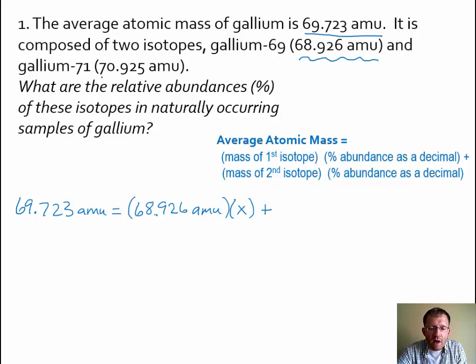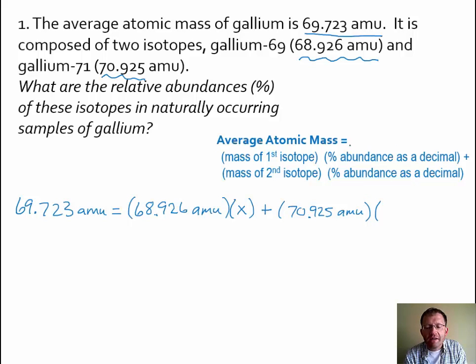Well, that's up here as well in the next parentheses, 70.925 AMUs. Times its percent as a decimal. Now, we don't know this one either, but we don't want to necessarily call it y. That's kind of what it is. X and Y. We've seen lots of that in math. Perhaps in your math class you're solving for X and Y in various equations. And it's not too difficult to do that. But in this case, we know something about Y. We know something about these two percentages.